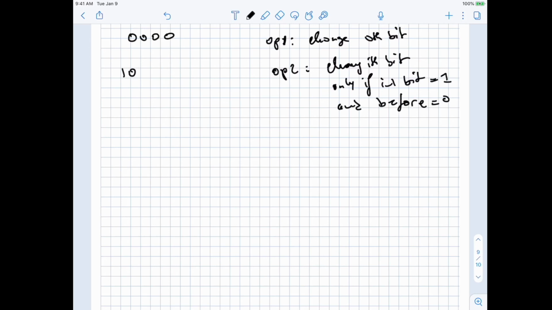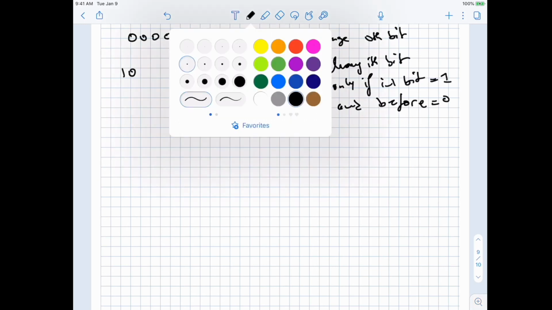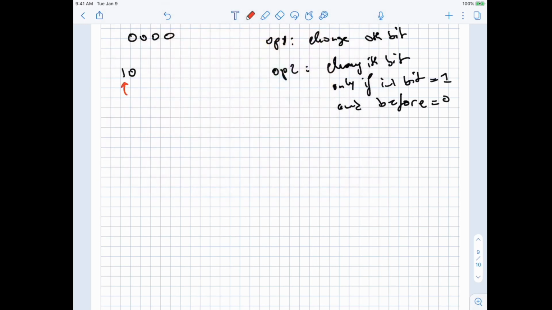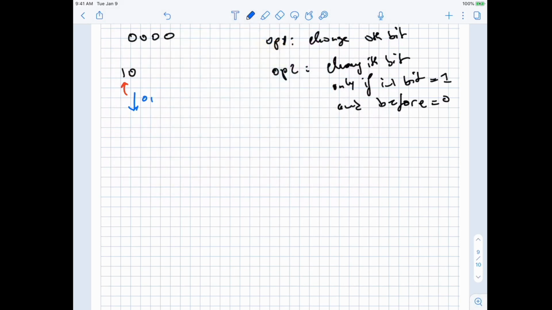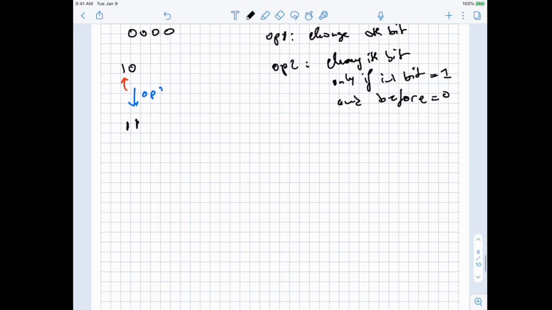To use operation 2, because that's the only way we can change a bit that is not in the 0th position, we would have to first change the i minus 1th bit to 1. And lucky for us, that's easy because we can just use operation 1. So we use operation 1 to change this to 1, 1. Once we do that, we can do operation 2, because now we have the condition that we need. Then we can change that to 0 here. And now this is operation 1.